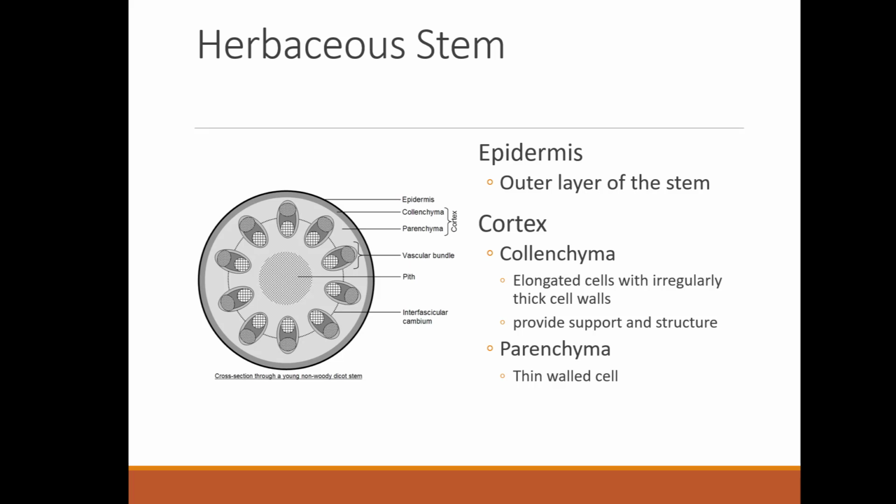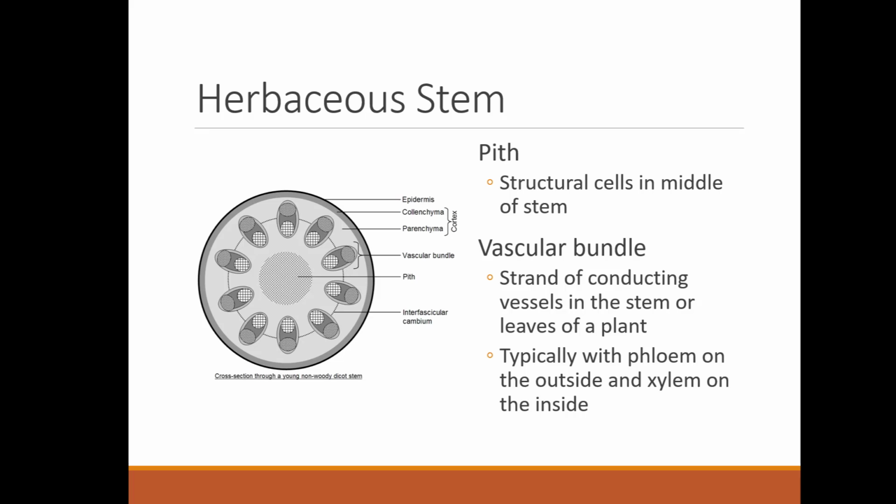So epidermis is the outer layer of the stem. Leaves will also have an epidermis. The cortex is made of parenchyma, which are elongated cells. They have thick cell walls. They provide support and structure. And parenchyma, which is a thin-walled cell. The pith are structural cells in the middle of the stem, and in some cases this is more prominent than others depending on the plant.